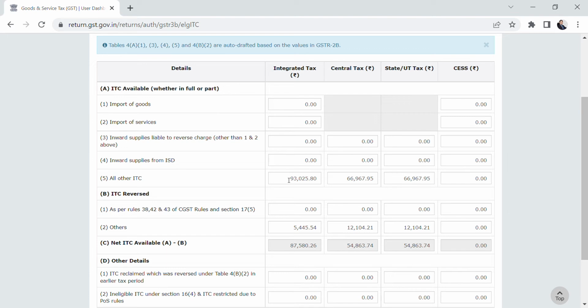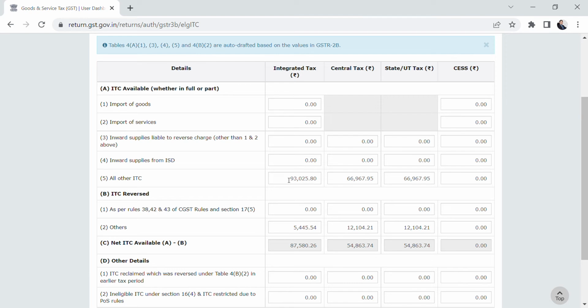Now I'm moving to Table 4B. Part 1 says that you have to reverse ITC as per rules 38, 42, and 43, and section 17, subsection 5. The second part pertains to others. So let me tell you what part 1, 4B1, and 4B2 are. 4B1 says that you have to reverse the ITC which is permanent in nature, and Table 4B2 says you have to reverse the ITC which is not permanent in nature, which is temporary in nature.